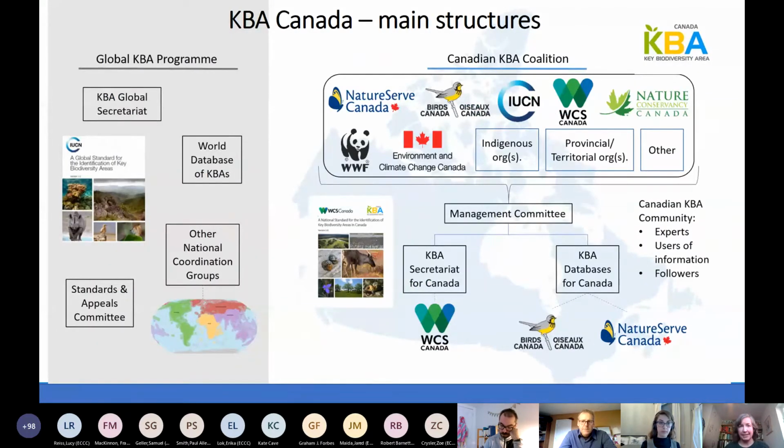This is what KBA Canada looks like. On the left in the gray is the global KBA program, and we interact with them quite a bit because they're responsible for the KBA standard and for the guidelines and the world database on key biodiversity areas. But in Canada, we have quite an extensive coalition as well. The logos at the top are some of our more active members of the Canadian Key Biodiversity Area Coalition, but there are many others that are not represented there.